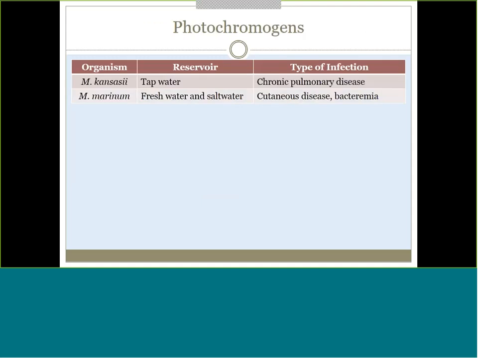So let's go through some example bacteria that are found within each group. You do need to know the example bacteria in each group and a little bit on them. So within the photochromogens, these are the ones, again, that do develop pigment following the exposure of light. You have Mycobacterium kansasii, which comes from tap water, causes a pulmonary disease, and then Mycobacterium marinum. That one's nice because the name tells you where it's coming from. Marinum for marina, like water, salt water. So this is a cutaneous disease. So both photochromogen examples here coming from a water source.